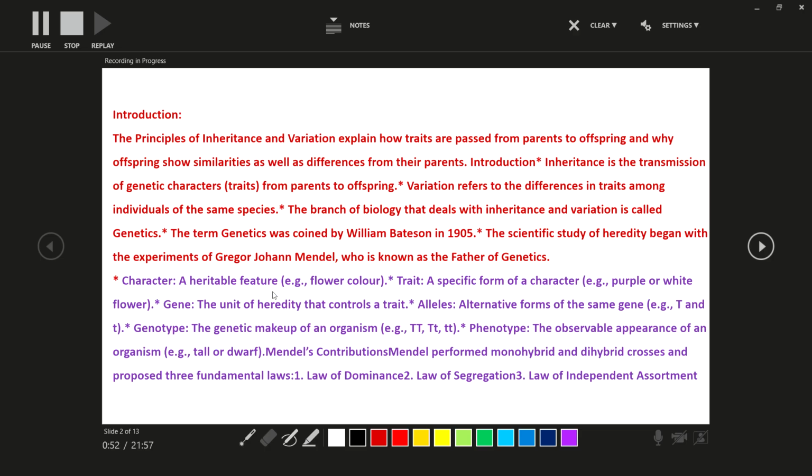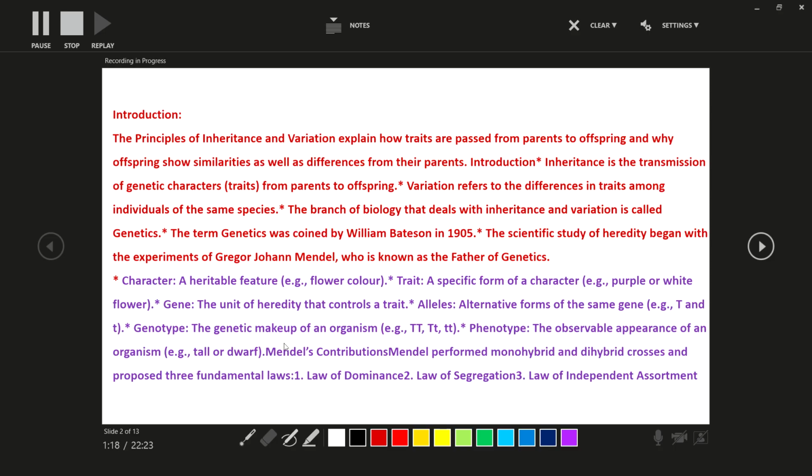Character is a heritable feature, that means flower color, etc. And trait is a specific feature of the character, that is purple, white, pink, etc. Gene, the unit of heredity that controls a trait. Alleles are alternative forms of the same gene denoted by capital T and small t, dominant and recessive.